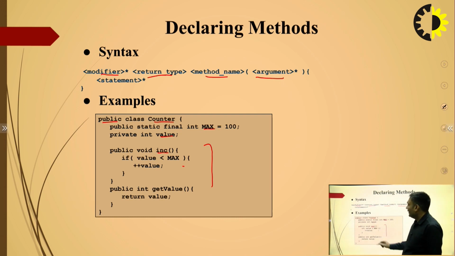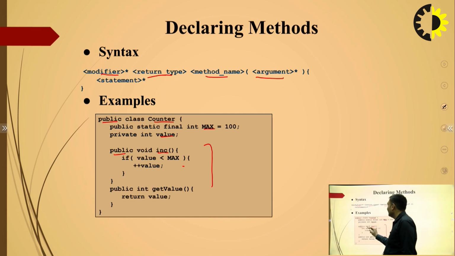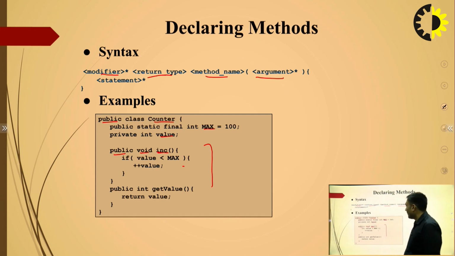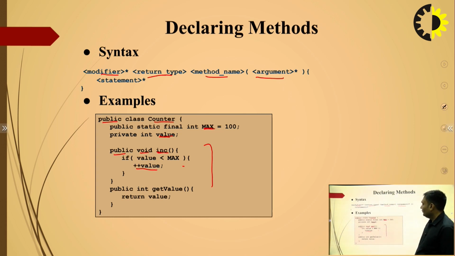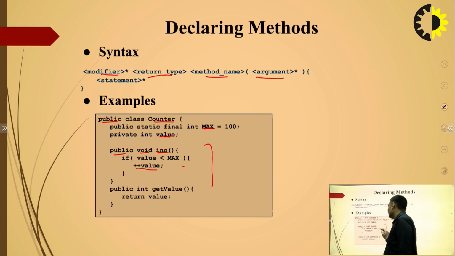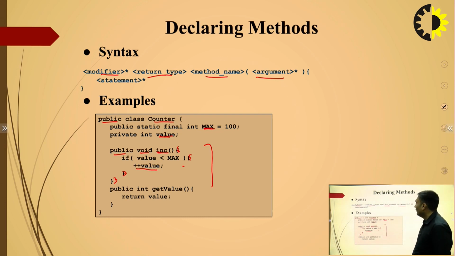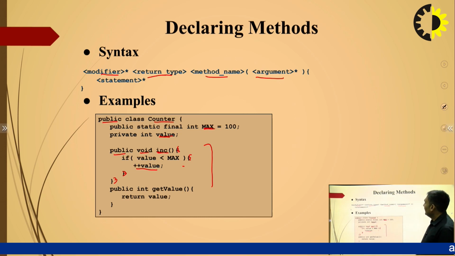First I write the modifier, then the return type, then the method name, which is inc here. Now I am doing some calculation. With the initial value, I define the attributes value and max here. So if value is less than max, then I am incrementing value by one. Now this method opens here and closes here. This is the if statement. So in this way we can define a method inside the class.